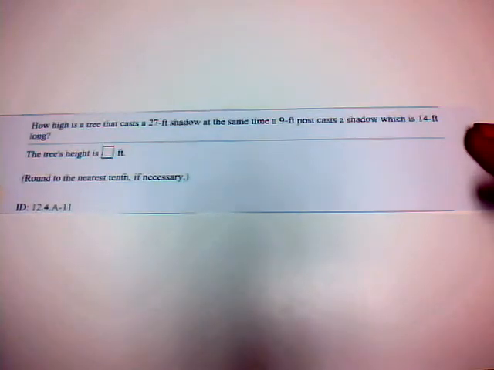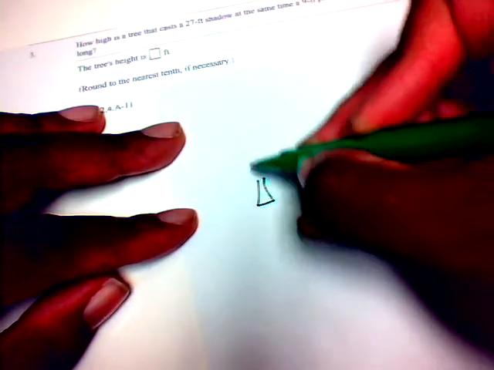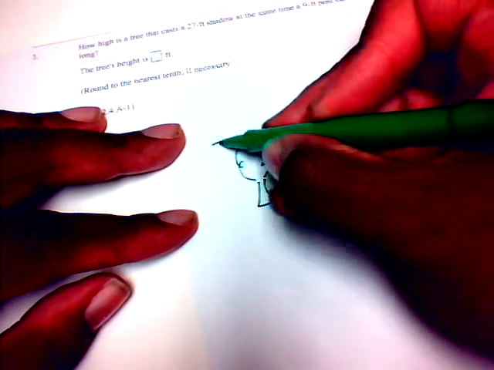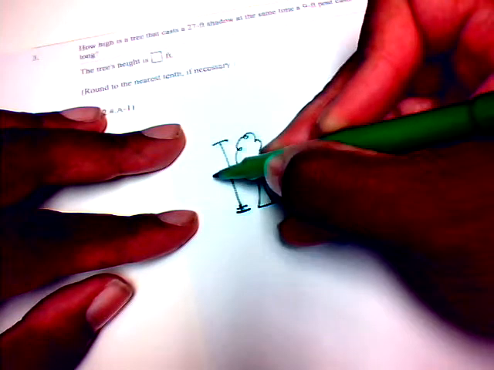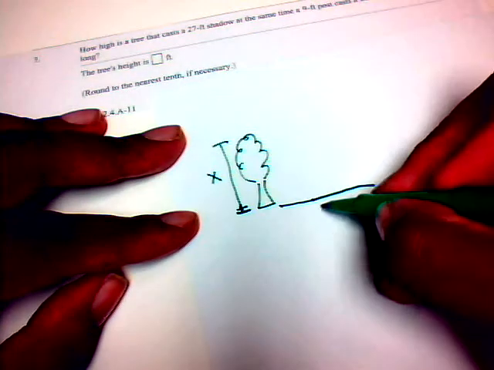All right, problem number 3 is this. This is an application for similar figures. How high is a tree that casts a 27-foot shadow at the same time a 9-foot post casts a shadow which is 14 feet long? So here's how we're going to do this. Let's say we have a tree. We want to find out what the height of that tree is. That's your X. It casts a shadow that is 27 feet long.